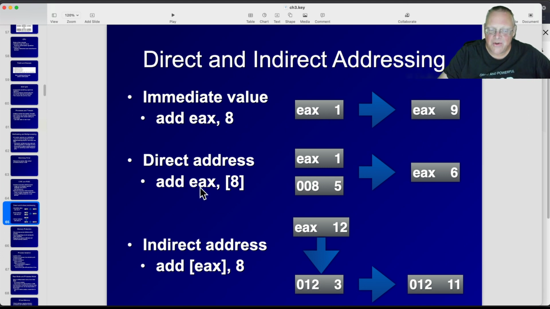You can have a direct address where you add EAX to memory location 8. So now it'll take EAX, go to memory location 8 and find out whatever's there and add that into EAX. And then you can have indirect address where you add the memory pointed to by EAX to 8. So if this EAX has 12, you go find location 12 and get that number and add that. So anyway, this is immediate values, direct addresses, and indirect addresses.